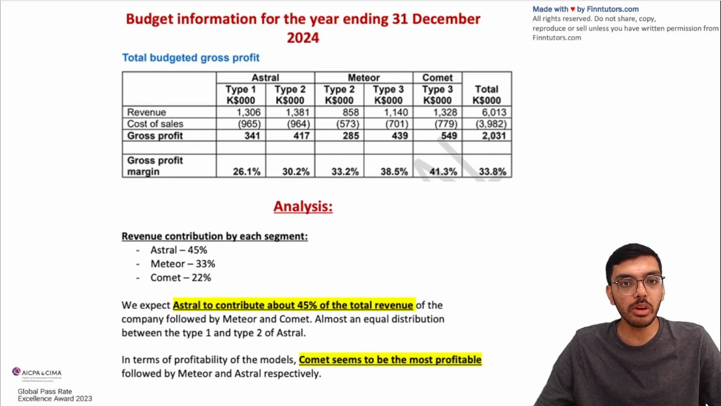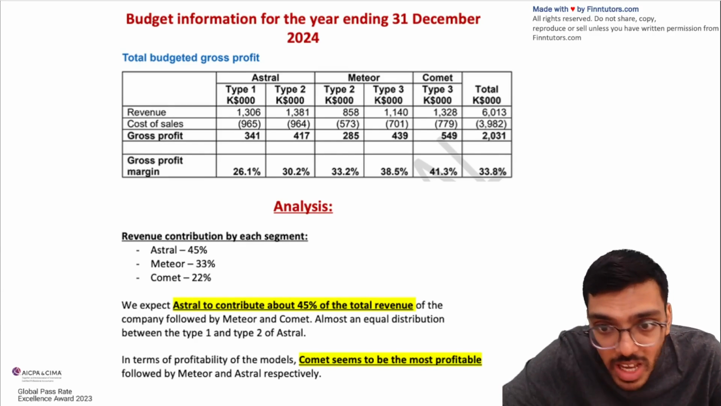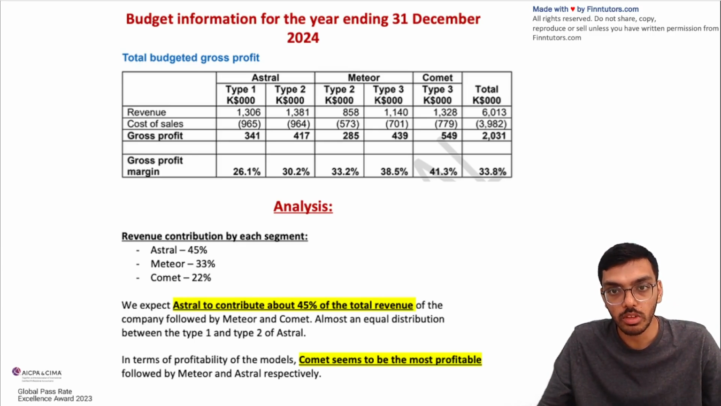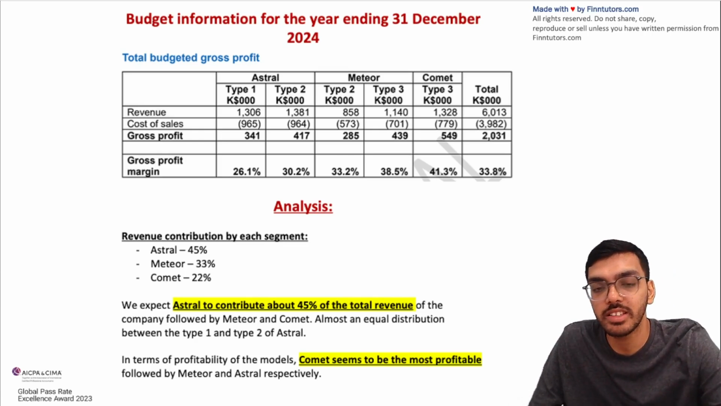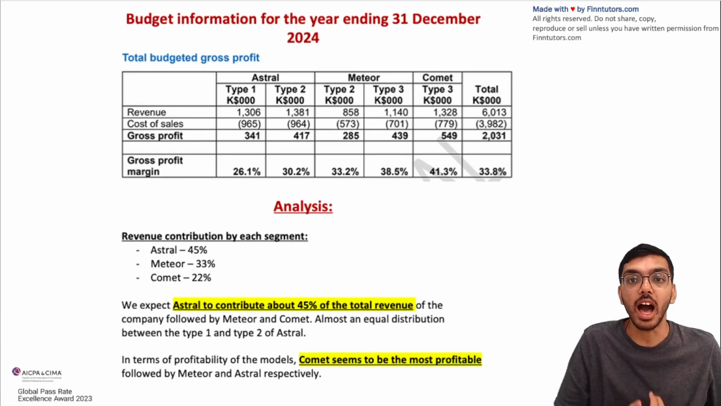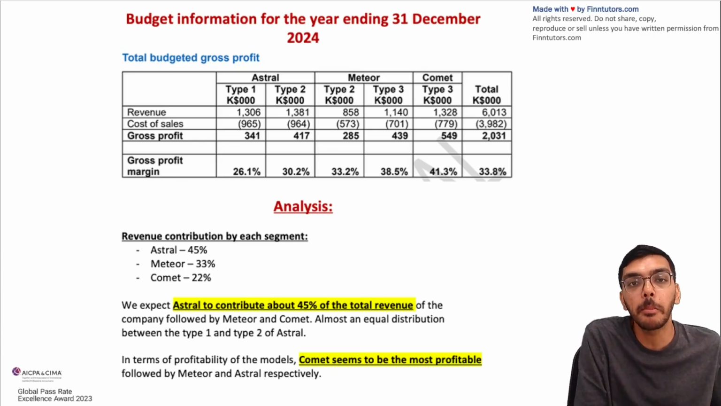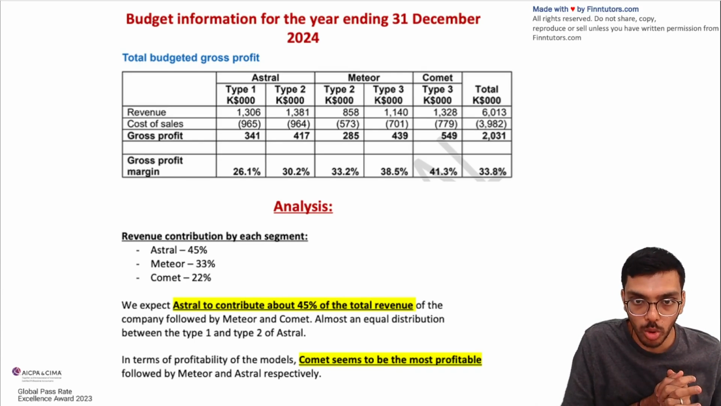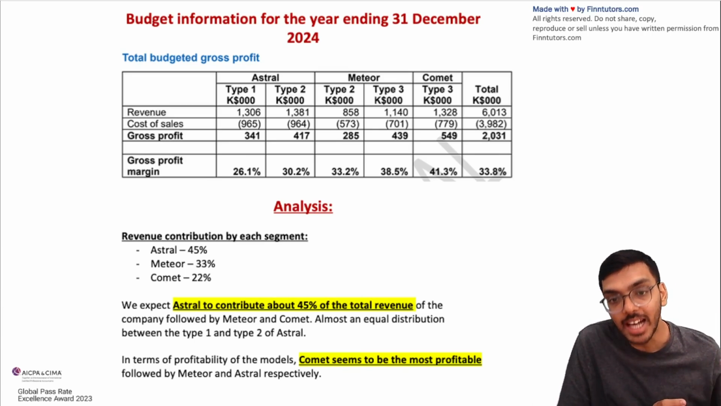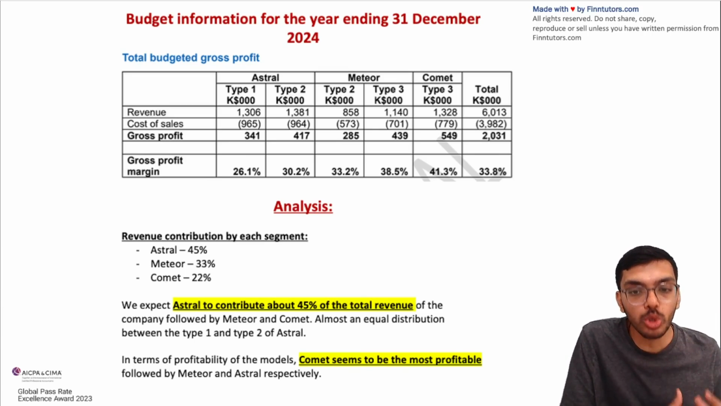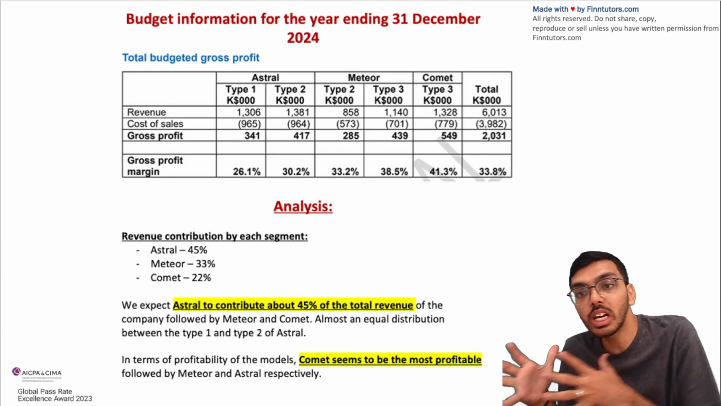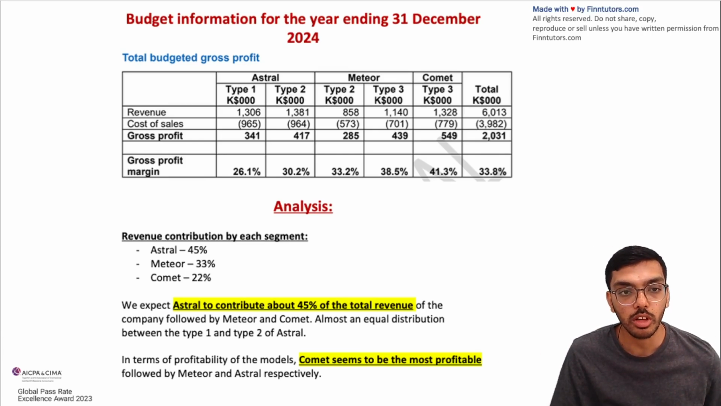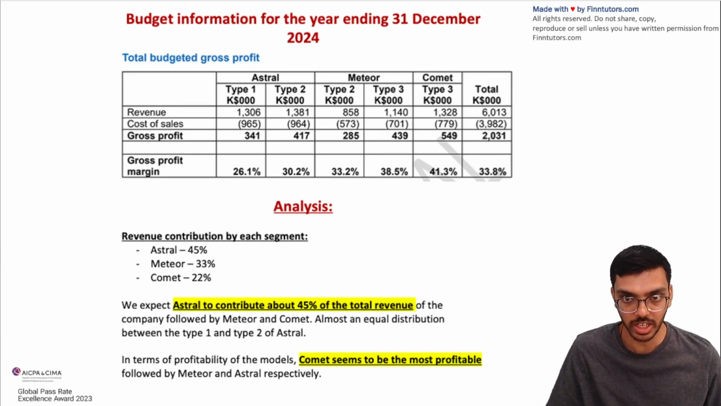So if you look at the Astral product, it gives you 45% of your total revenue, which means the least profitable products, at 26 and 30% margin, are the ones which you are selling the most. Okay, next Meteor, and last Comet, which means the most profitable product, Comet type 3 with 41% margin, is being sold least in terms of the revenue that it's generating.